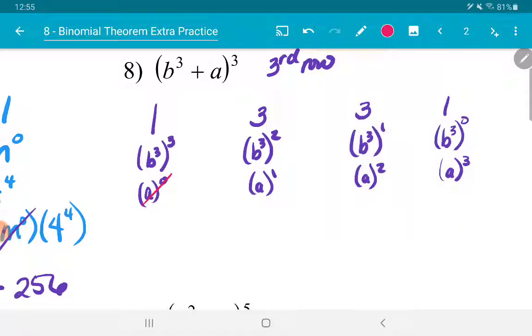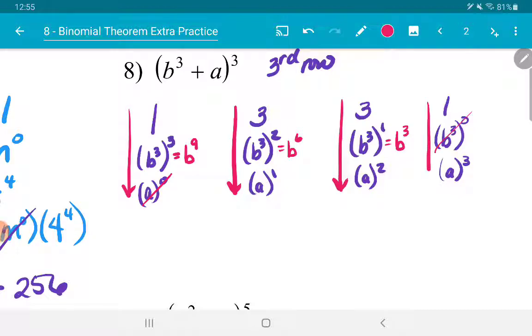Any of the 0 power ones go away because they're ones. So I'm going to just out to the side here say that's b to the 9th, and this one is b to the 6th. That way I don't really have to think once I get to it. And then I don't have any more coefficients, so I don't really have to worry about multiplying those. So now I'm just going to multiply straight down in each column.